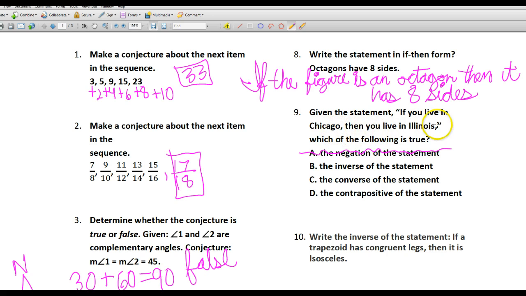It says, if you live in Illinois, so yes, Bartonville is in Illinois, then you live in Chicago. No, you live in Bartonville. So that's why the converse is false.